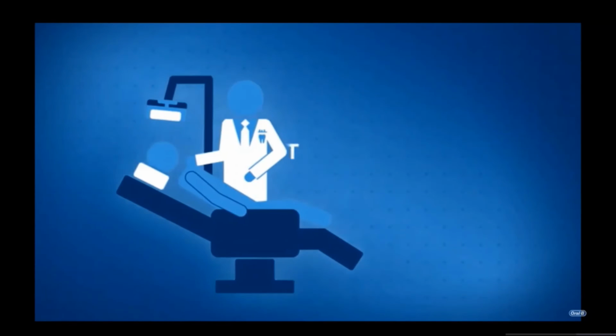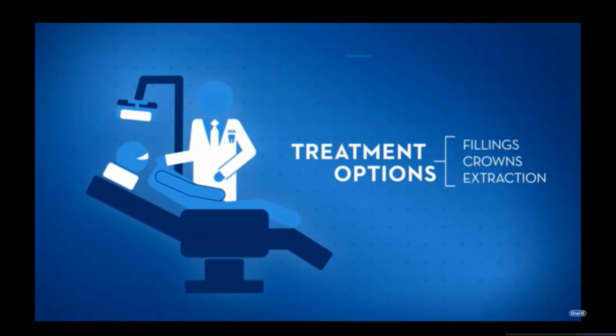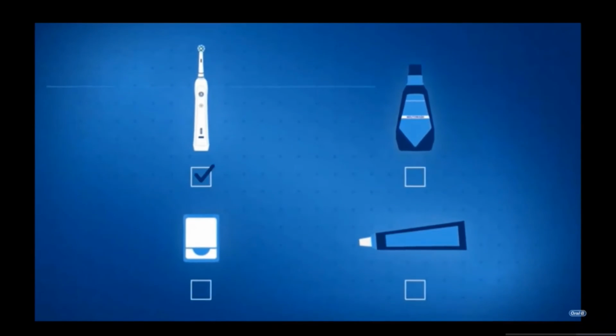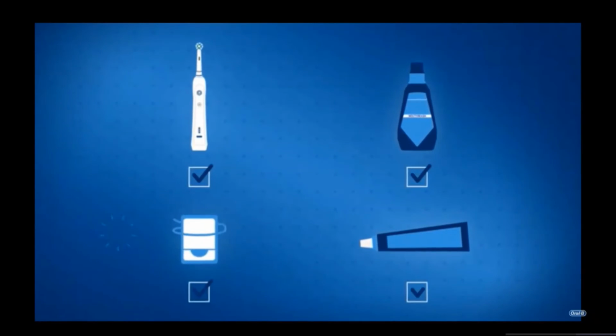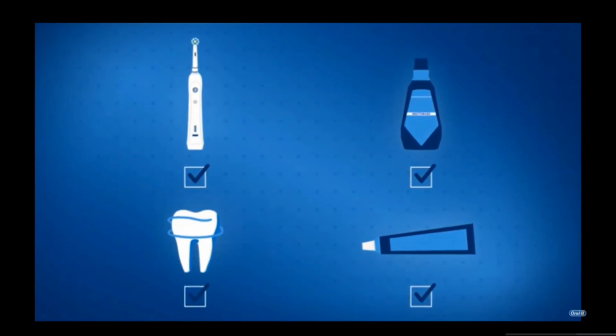There are three main ways to deal with dental caries. The most common forms of treatment are fillings, crowns, and in some cases extraction. Your dentist will help you decide which treatment is right for your condition. Despite the impact caries can have on your teeth, they are largely preventable with regular dental checkups and maintaining a great oral care regimen. This includes using a fluoride toothpaste and an electric toothbrush.